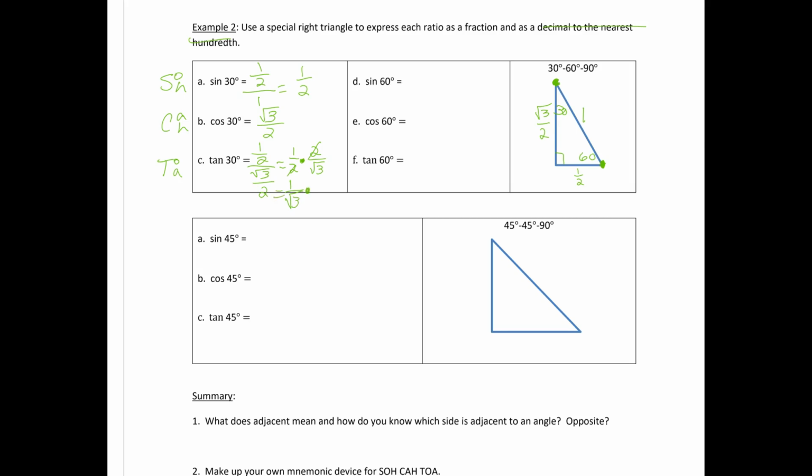And I need to rationalize my denominator. Remember from the previous unit, I cannot leave a radical in my denominator, so I'm going to multiply by 1, which would be the square root of 3 over the square root of 3. When I rationalize my denominator, I end up with the square root of 3 over the square root of 3 multiplied by the square root of 3, which is simply 3. So this would be my answer for the tangent of 30 degrees.